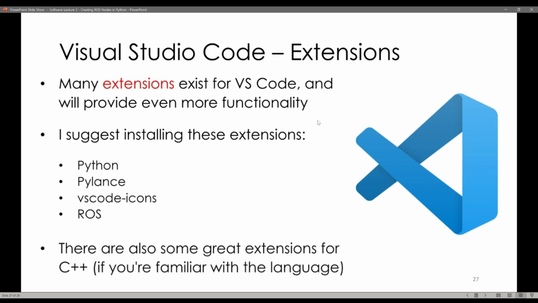And there's lots of different extensions in Visual Studio Code as well. There's an extension for Python and Pylance. There's VS Code Icons, which will make the icons for your different files more clear, so that will help with your file management. There's a ROS VS Code extension, which means that all the ROS specific code will have documentation if you hover over the code. There's great extensions for C++ as well as Python if you're familiar with C++.